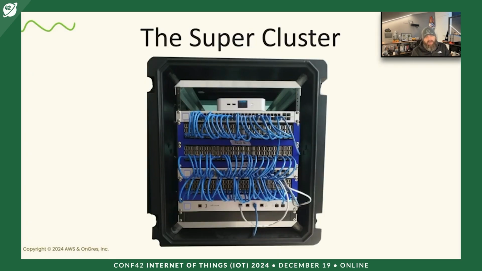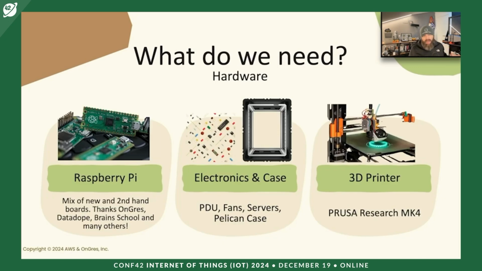So, what does it look like? This is the cluster that we built. It's in a Pelican case, so we can port it to events and showcase it at meetups and many other places. So why don't we start and say, what do we need to build these kinds of projects? First of all, we need a bunch of Raspberry Pis, and I want to give thanks to many people because this has been a friends project, asking friends to lend us the Raspberry Pis. Thanks to Ongres, thanks to the guys from the Brain School, Datadog. They brought a bunch of Raspberry Pis, and we'll see.